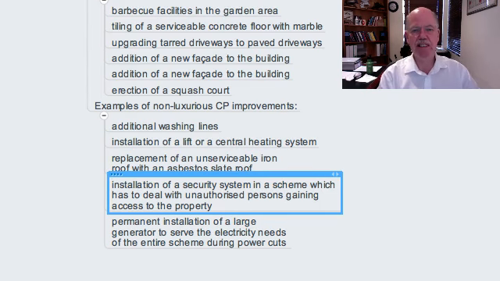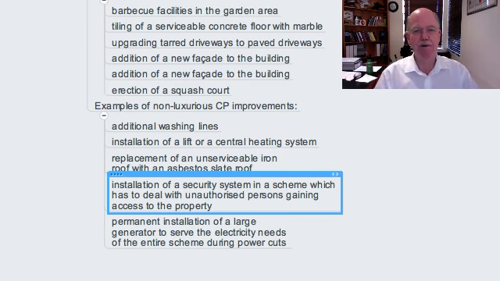Installation of a security system in a scheme which has had to deal with unauthorized persons gaining access to the property. So here you can see it is necessary. Why? Because they've had problems. And permanent installation of a large generator to serve the electricity needs of the entire scheme during power cuts. Well, with load shedding, this is probably quite appropriate to consider. So this would be a non-luxurious common property improvement.